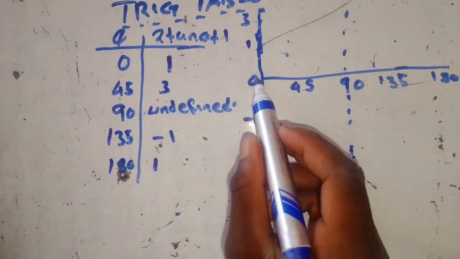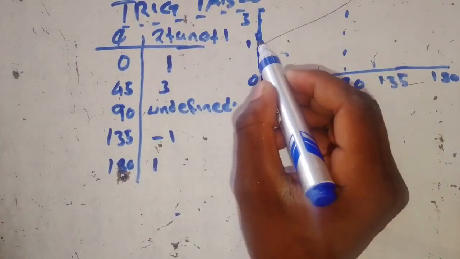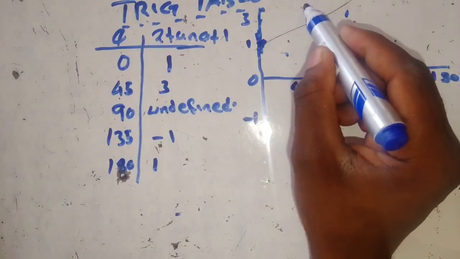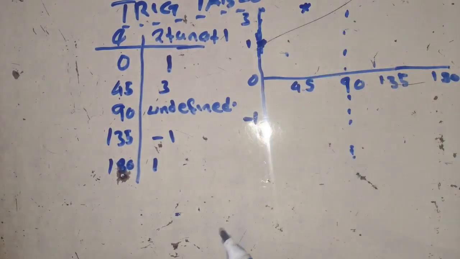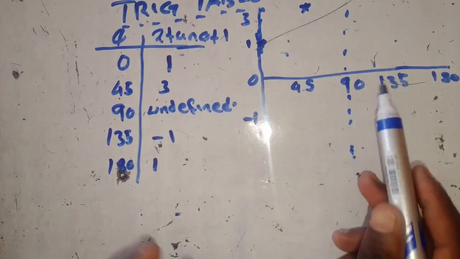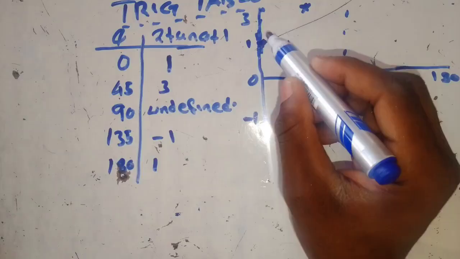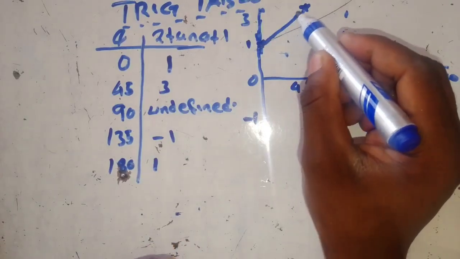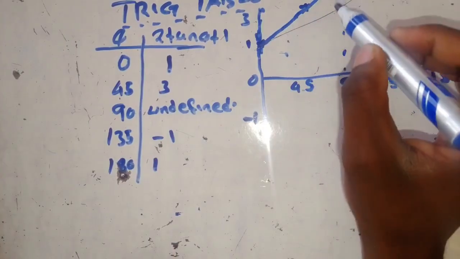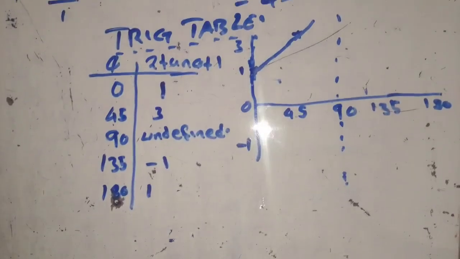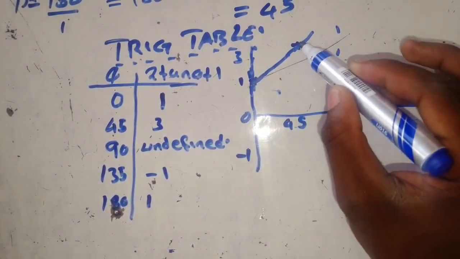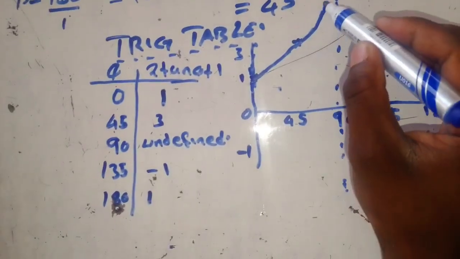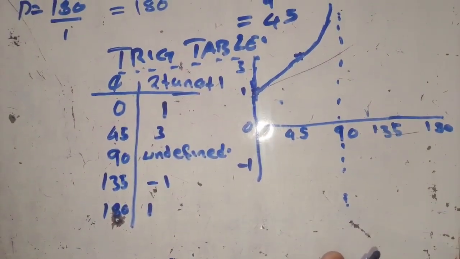So we have 0, 1, it's here. Then we have 45, 3, which is here. The other points are this side of the asymptote. So we just draw a line passing through this point, and it should move towards the asymptote, but it shouldn't meet the asymptote. So it should move toward the asymptote like that, but it shouldn't meet the asymptote.